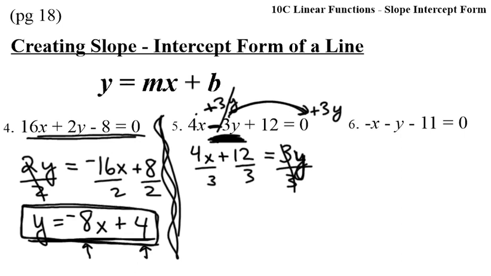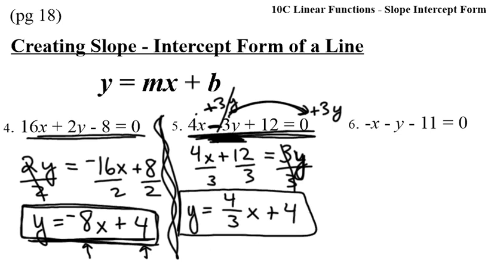4x divided by 3, well, there's my slope, 4/3 x. Plus 12 divided by 3 is 4. That equals y. I'm just going to put the y out front over here. It doesn't matter which side it goes on. y is equal to 4/3 x plus 4. What's nice, the initial form didn't really tell me much, but slope-intercept now tells me slope is 4/3.